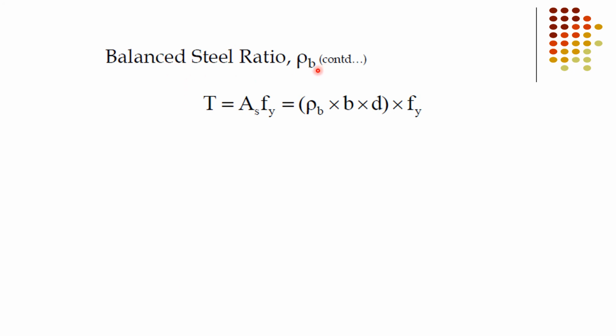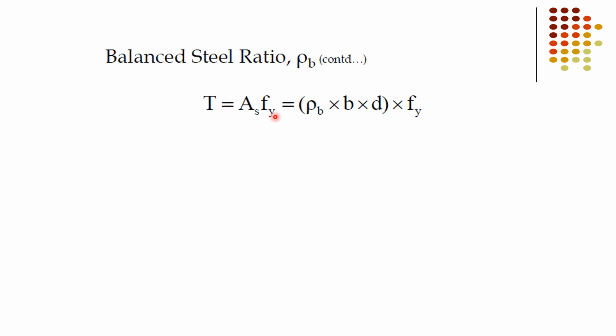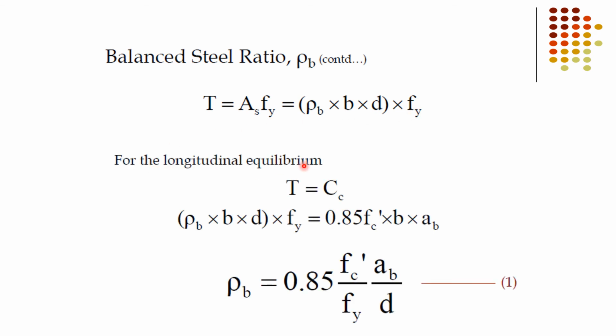Here is the tensile force, As into fy. Here the area of steel will be rho balanced into bd. I have already explained that it will be rho b and that will be ab. That will be steel ratio into bd, and fy will be as it is. For longitudinal equilibrium, T will be equal to Cc. Here T value is as it is and Cc I have shown in the previous slide. So after equating you will get rho balanced equal to 0.85 fc prime ab over fyd.